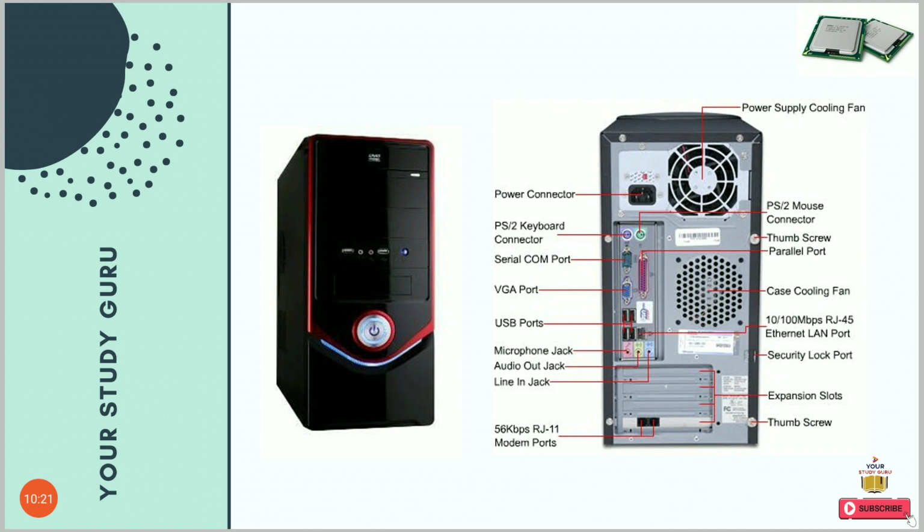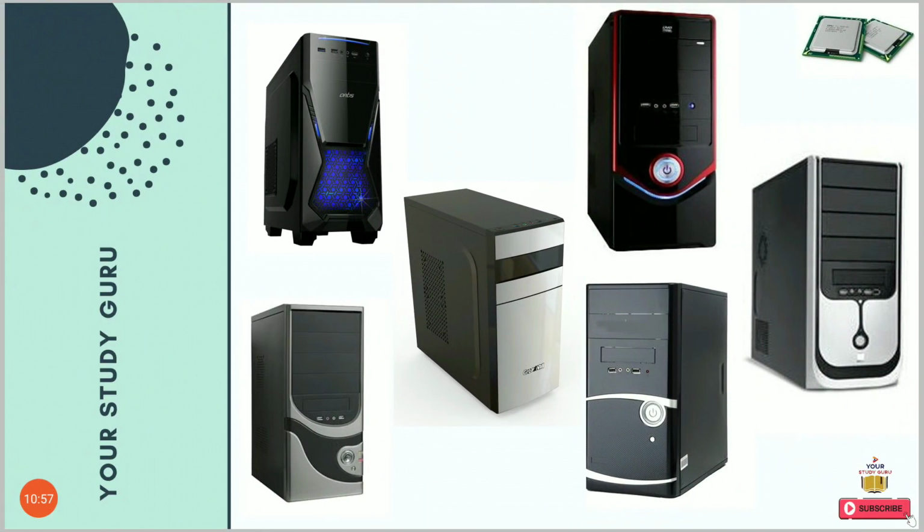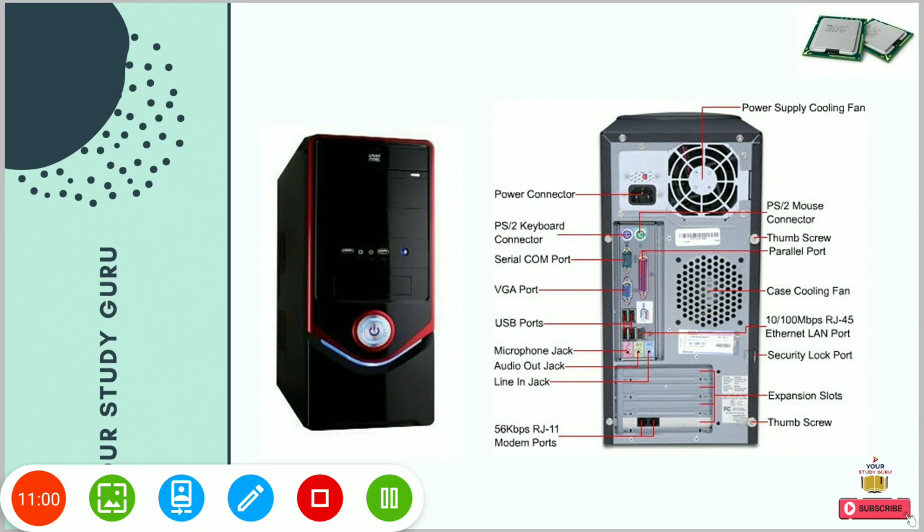This is the back side, and the front also has microphones like this, and line in jack, 56 kbps RJ11 modem port, and thumb screw, expansion slot, security lock port, and 10 by 100 mbps RJ45 Ethernet LAN port, and parallel port, case cooling fan, and thumb screw. So these are all the different parts of the CPU, and the power supply cooling fan is also on the upper side.